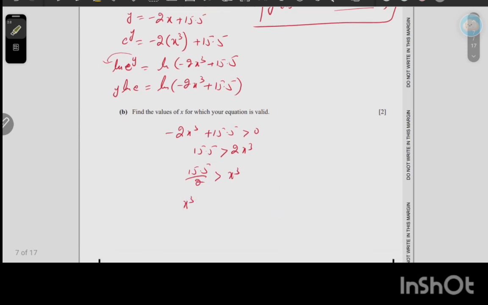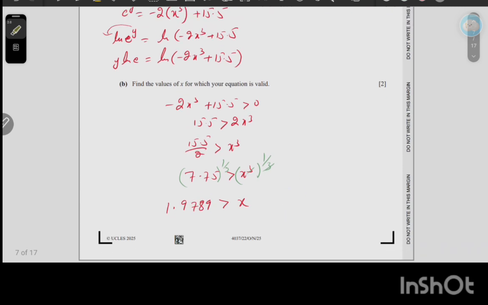7.75 greater than x power cube. So on both sides we have to apply the cube root. The cubes are cancelled, so there is x power 1 over 3 of 7.75. Here we get 1.9789 by using a cube root calculator. So it means x is less than 1.9789.